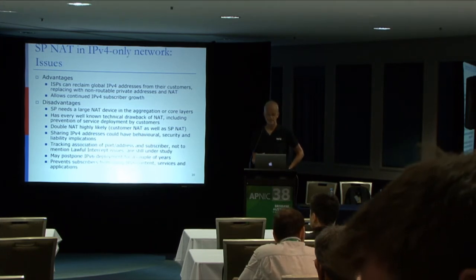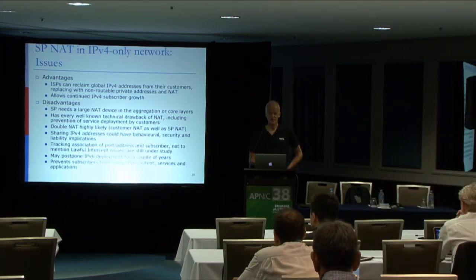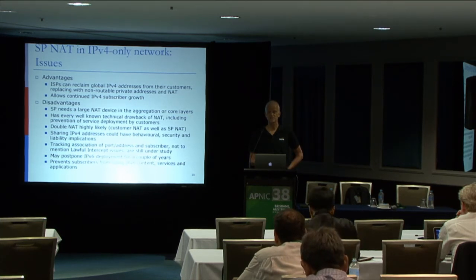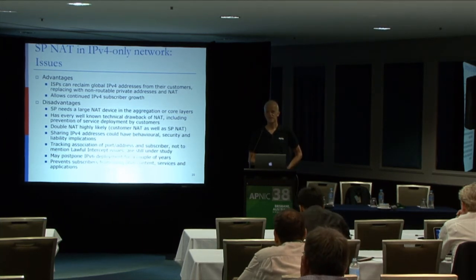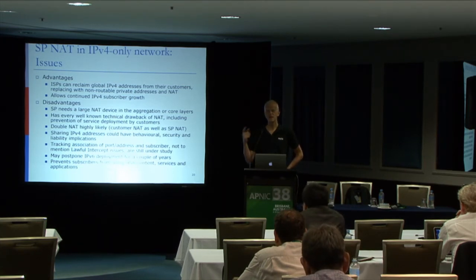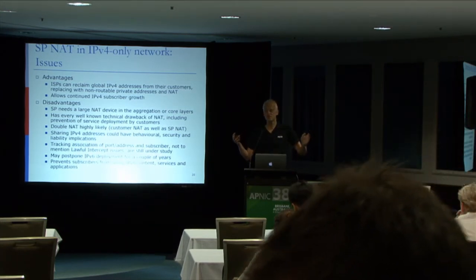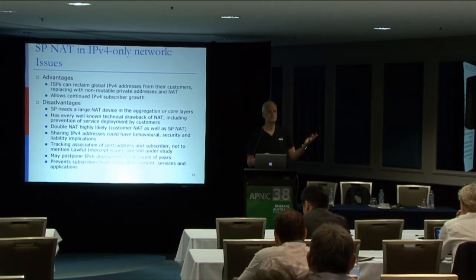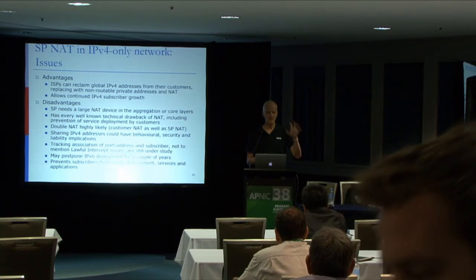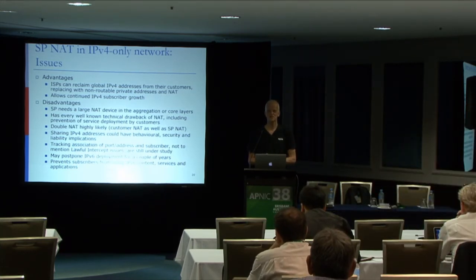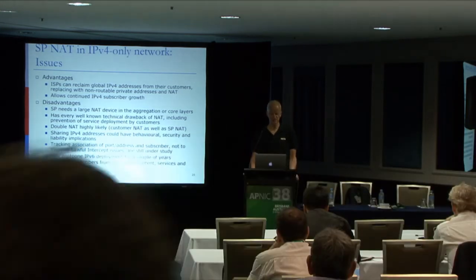Double NAT is highly likely, as I mentioned. Sharing v4 addresses could have behavioral, security and liability implications. Think about it. If you're, say, on a mobile network, you're just happily browsing away. Somebody else is in the mobile network, happily browsing away. The IP address that you have is the same IP address, using different TCP ports. What if the other person who's happily browsing away does something that causes this IP address to be blocked? Guess what? You end up being blocked. So the sharers of the single IP address that you're NATing into have all the same network performance impacts and security impacts.